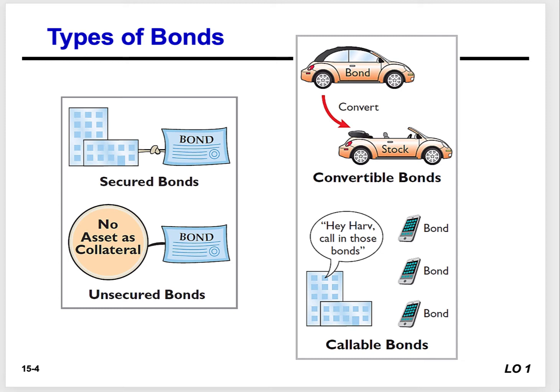Callable bonds, what this means is not the bondholder, but the bond issuer. So the corporation can call and redeem that bond at a stated dollar amount, right? Usually this is prior to maturity. This is only at the option of the issuer. Okay, so what in the world does that mean?